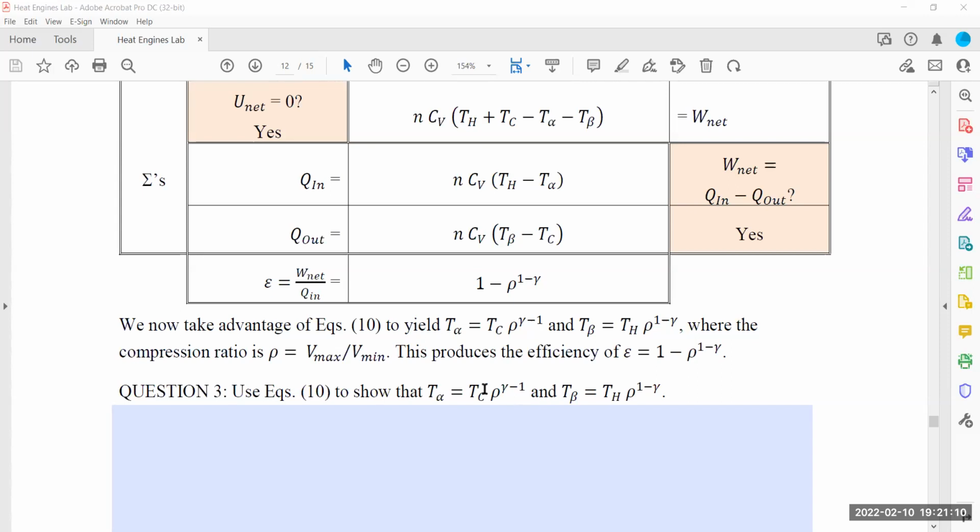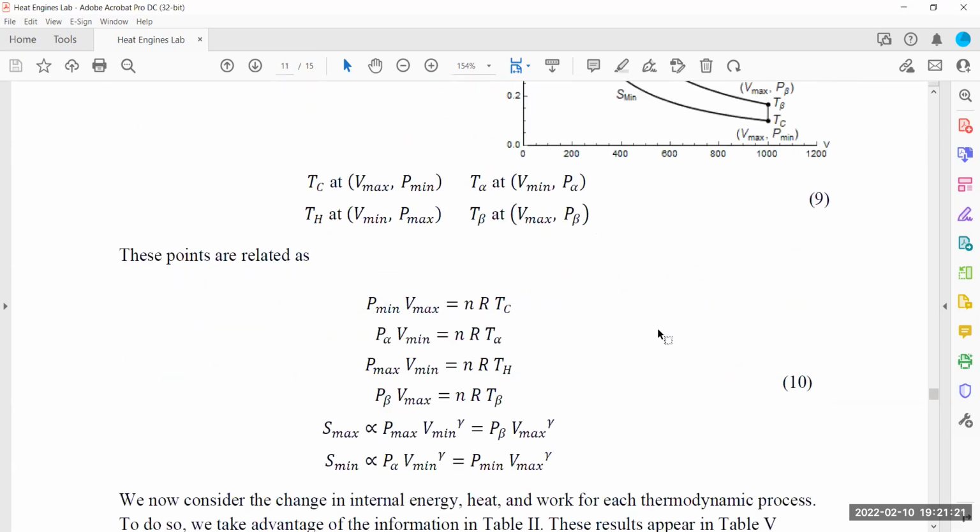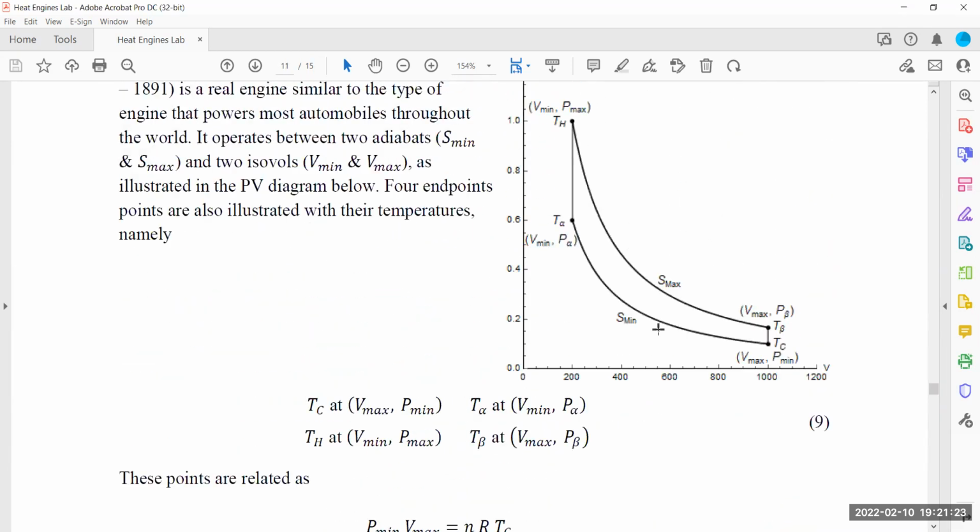Show that T alpha. So again, this is just the thing we did in lecture. TA, not T alpha, is equal to TC. Oh, T alpha and T beta. Let's look at this convention here. So this is TC, T cold, that is. This is T hot, and those are the two intermediate temperatures. The min, which is PA, and V max, which is this volume, the ratio of it is rho.